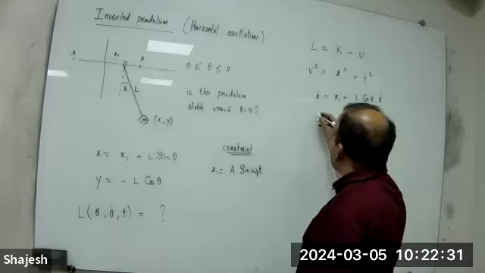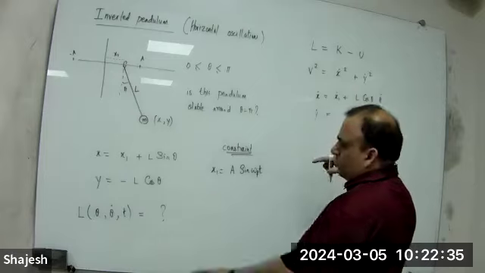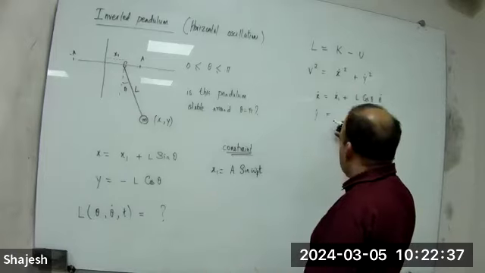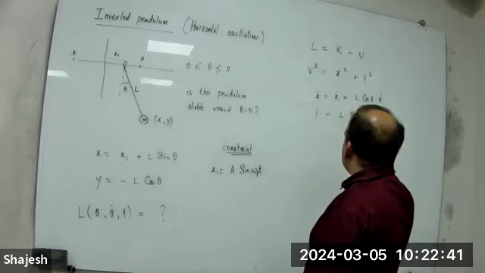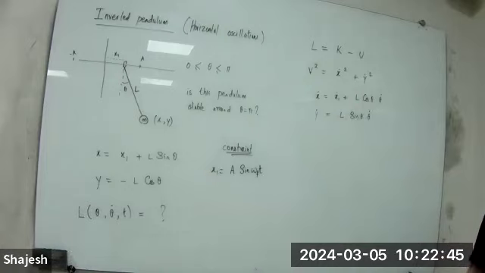So x dot is this. y dot, which contributes to the velocity: cosine theta becomes sine theta with a negative sign, so it is L sine theta. It's very similar to the equation that you saw in your homework.